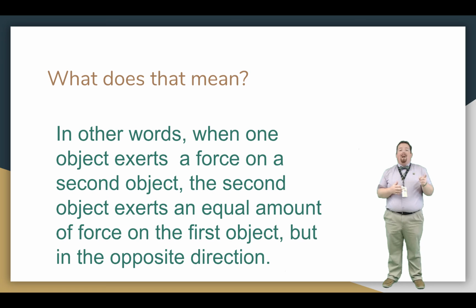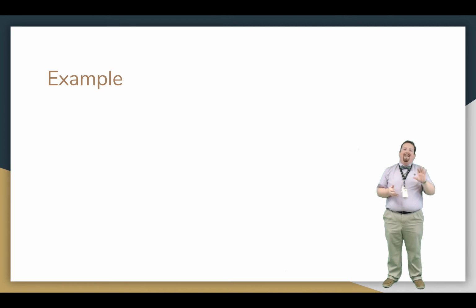That means that when one object exerts a force on another object, that second object also exerts an equal force back on the first object. Those forces are the same amount of force, but they're pointing in opposite directions. That still might be a little bit confusing, so let's look at some examples.